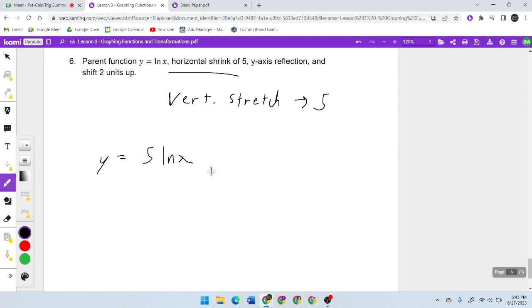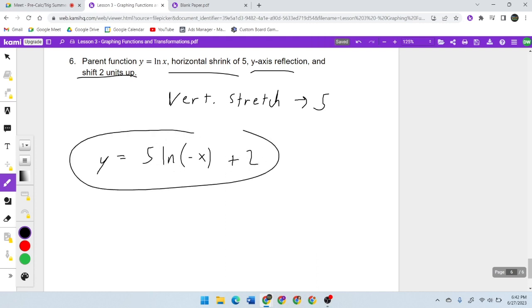That's the first part. Next, we want a y-axis reflection. Remember, a y-axis reflection is touching the x, because it's always backwards. And so that means it's actually natural log of -x, like that. And then the last thing you need to do is shift 2 units up. I love shifting 2 units up or down, because that just means you put a +2 or a -2, depending, at the very end of the problem. And there we go, that's it. Any questions on that one?